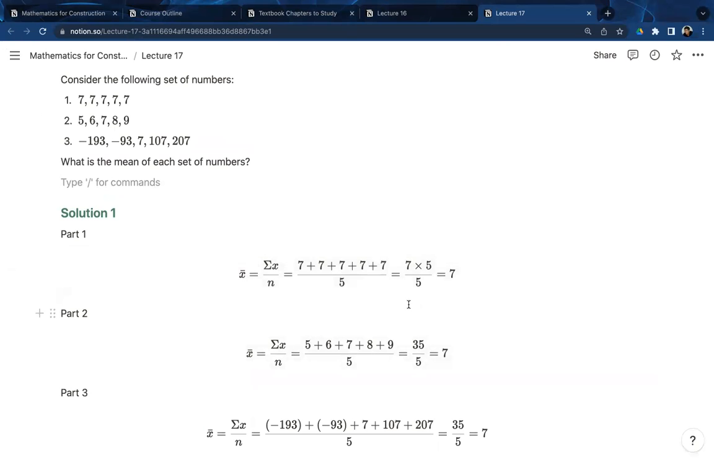If all the numbers are the same, the average is the number that is repeated. But for the numbers 5, 6, 7, 8, 9, the average is still 7. And even for these 5 numbers down here, the average is still 7. So all of them have the same average. But what is the difference among these groups of numbers, even though they have the same average? What could you tell me about the groups of numbers? Anybody?